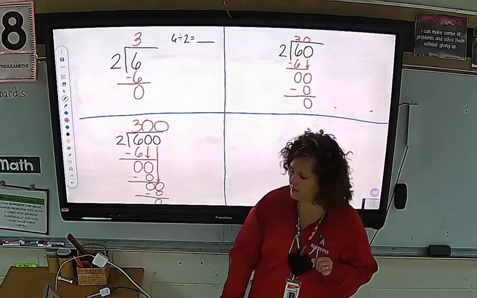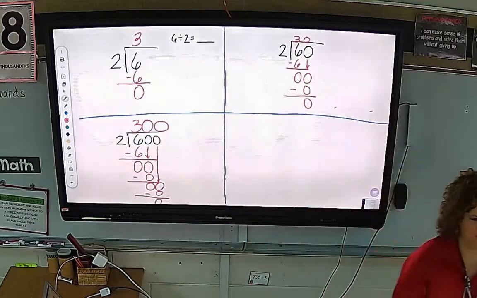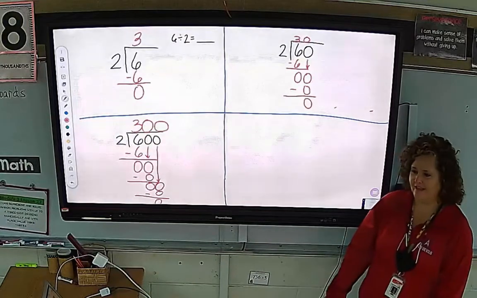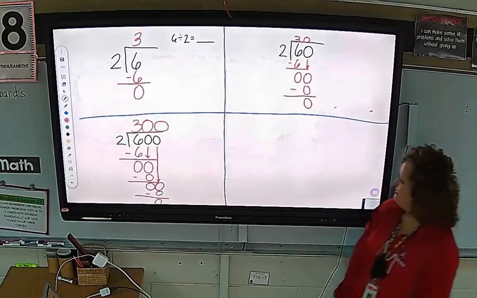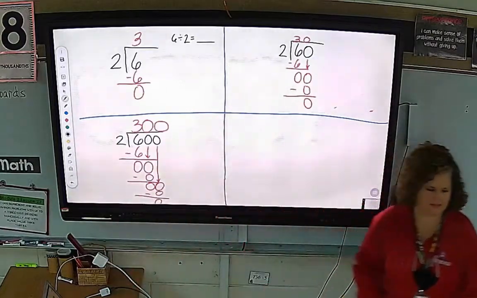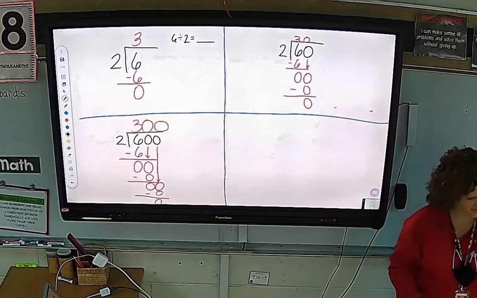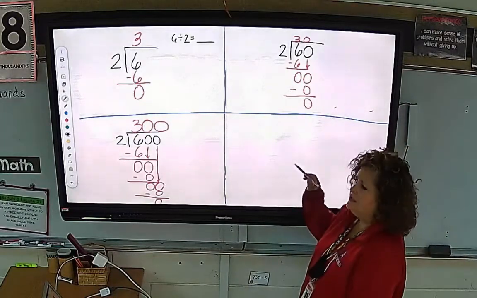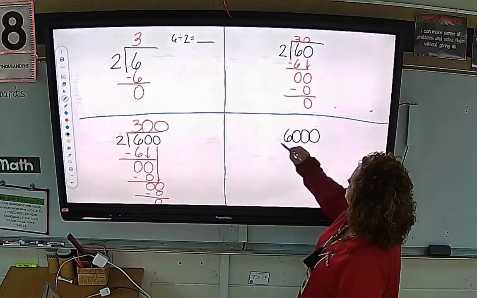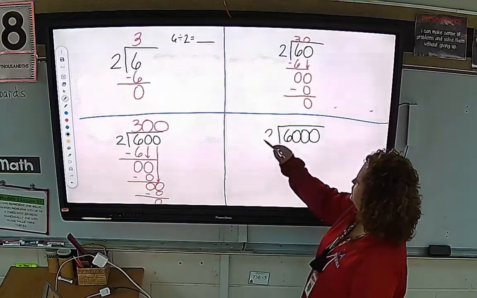Isn't that pretty? All those arrows, all those zeros. We've said 0 16 times. All right, so what's going to come last? 6,000. There you go. 6,000 divided by 2.